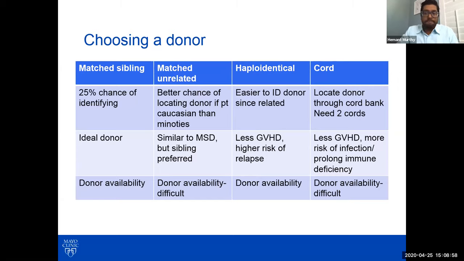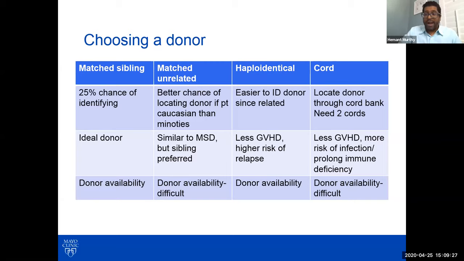Cord blood, again, whenever you're dealing with an unrelated donor, they may not be readily available. There is much less GVHD in cord blood transplants. However, the problem with cord blood transplants is that we have a lot of infection issues and delayed immune reconstitution. And I think also there are a few centers that are highly experienced in cord blood and a lot of other centers that may not have as much experience.